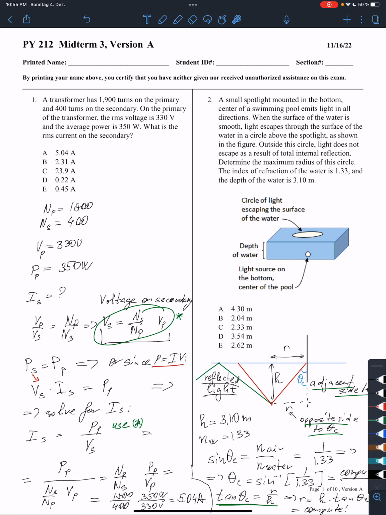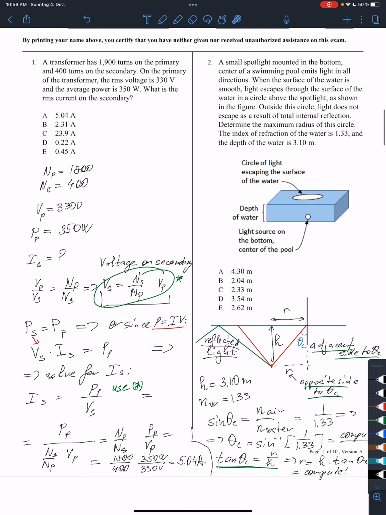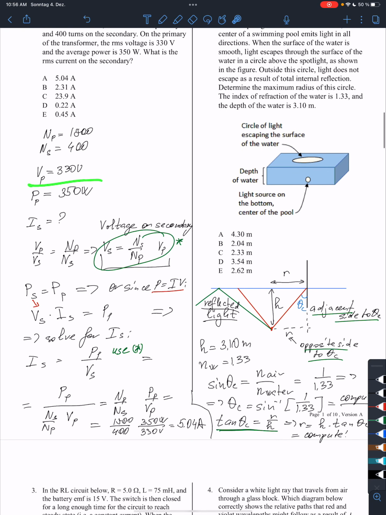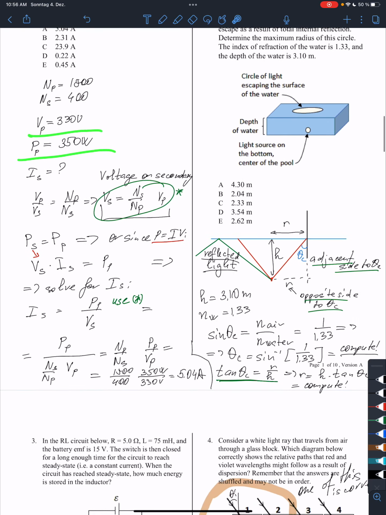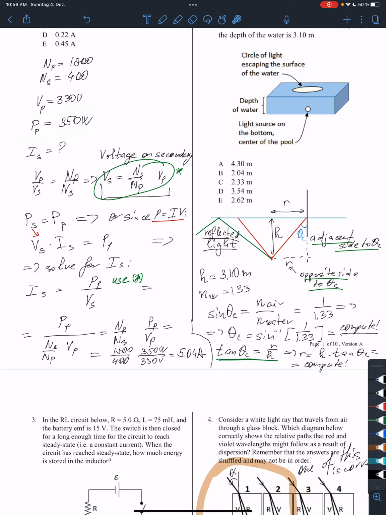Okay, so I'll start with one. In the one, we have a transformer with that many turns on the primary and that many turns on the secondary. On the primary, the RMS voltage is given and the average power is given. Okay, so we need to find the RMS current on the secondary. So let's just write what we know. We know that the number of turns in the primary is given and number of turns in the secondary is given, voltage in the primary is given, and power in the primary is given. Okay, so we know a couple of facts.